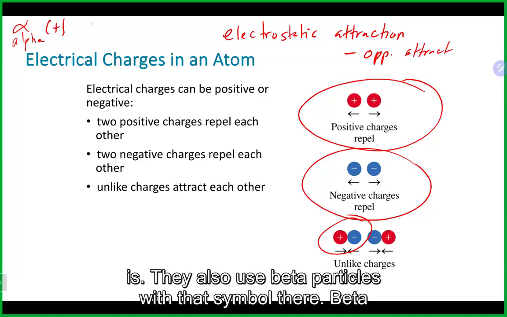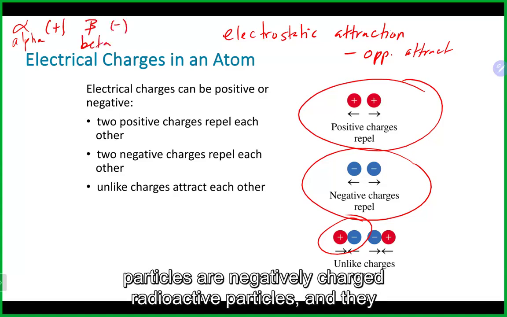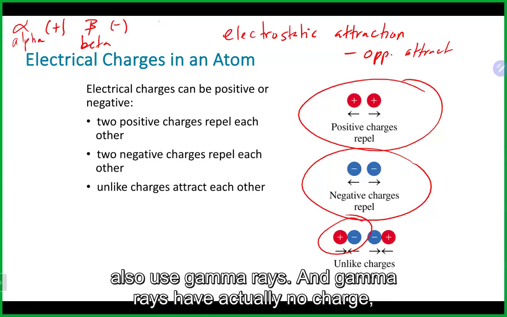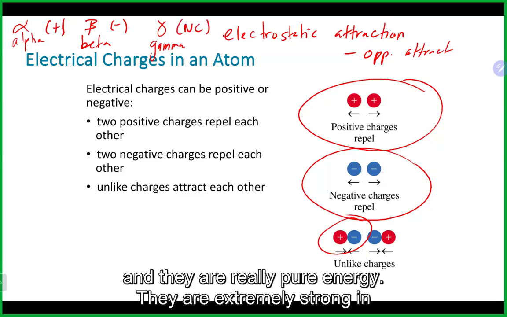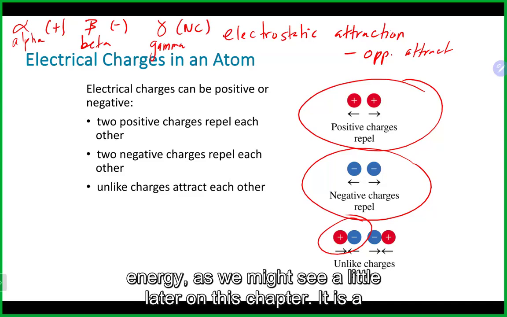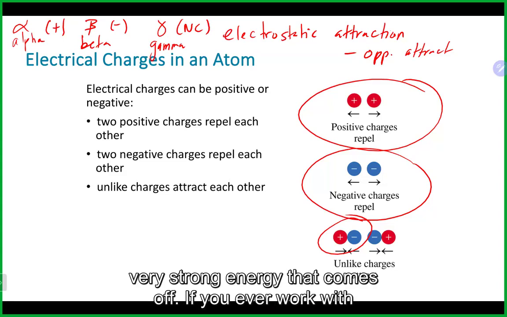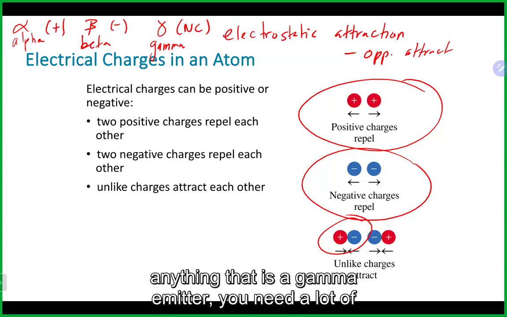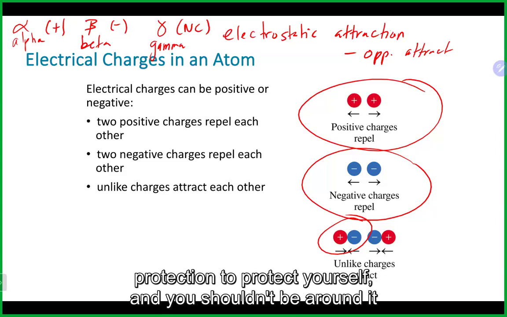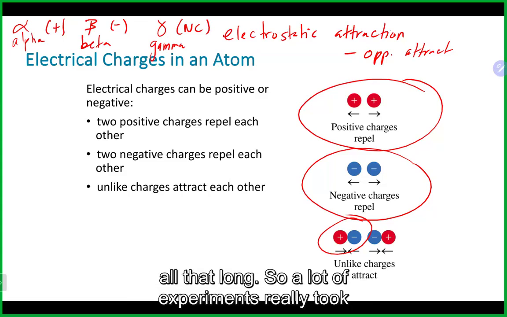They also use beta particles with that symbol there. Beta particles are negatively charged radioactive particles. And they also use gamma rays. And gamma rays have actually no charge. They are really pure energy. They are extremely strong in energy, as we might see a little later on in this chapter. It is a very strong energy that comes off. If you ever work with anything that is a gamma emitter, you need a lot of protection to protect yourself, and you shouldn't be around it all that long.